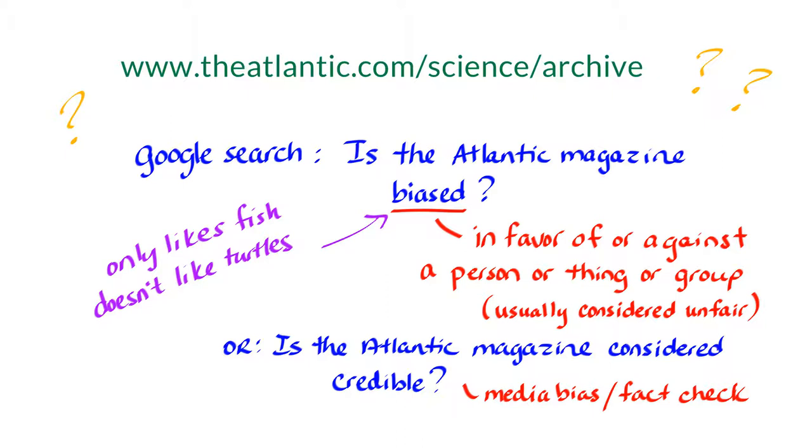Bias means you're in favor of or against a person or a thing or a group, and that this favor is usually considered unfair. For example, if I found out that the Atlantic magazine only likes fish and doesn't like turtles at all, then they're biased, and I would not want to use them as a credible source. You could also Google something like, is the Atlantic magazine considered credible? And you might find something about media bias or fact-checking. Do they check their facts? Can you trust their information?